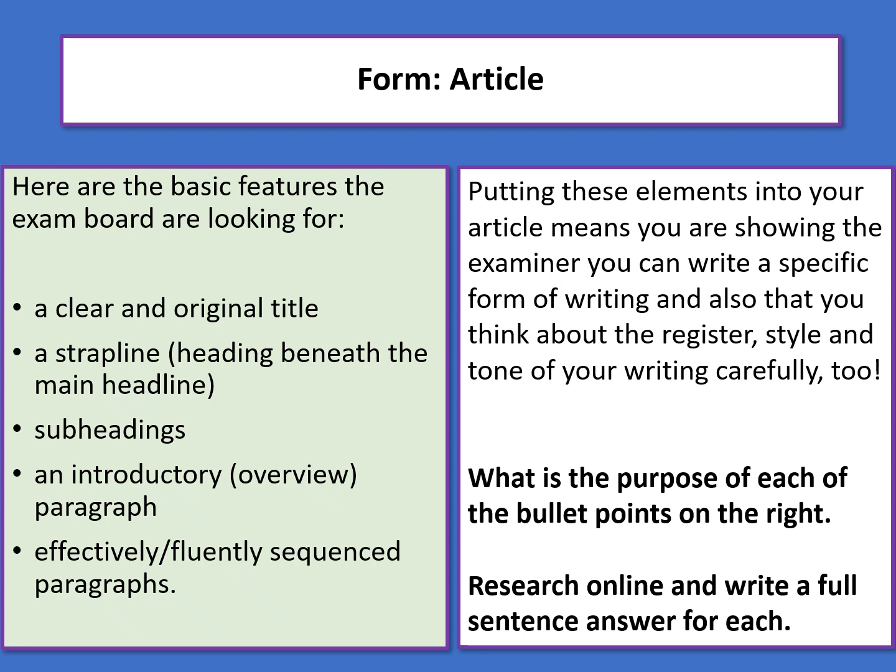So what's the form of the article? It's got to have a clear and original title, strapline, subheadings, an introductory overview paragraph, and effective, fluently sequenced paragraphs. So this is getting into the structure and the nuts and bolts of what is expected from this article. Putting these elements into your article means you are showing the examiner you can write a specific form of writing. This is what we're being graded on, and also that you think about the register, style, and tone of your writing carefully. I can concept check this idea of register, style, and tone again.